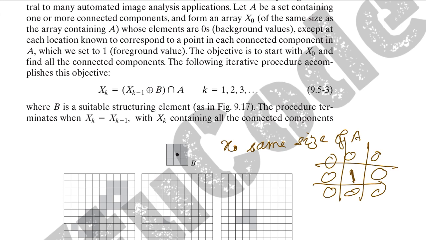Now what is the formula for this? Xk = Xk-1. This algorithm will terminate here, indicating that all the pixels in the connected component have been identified. So what are the steps?